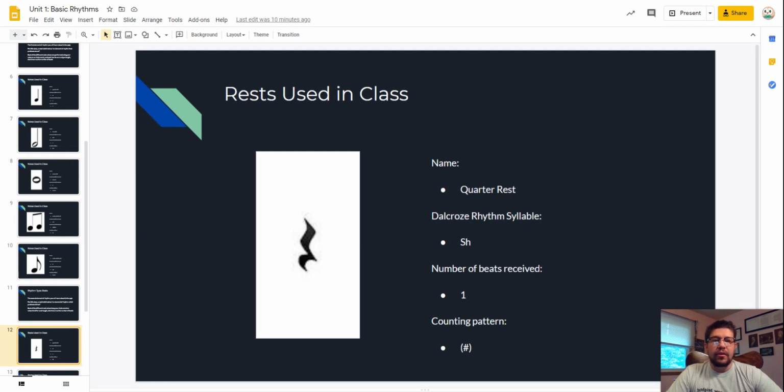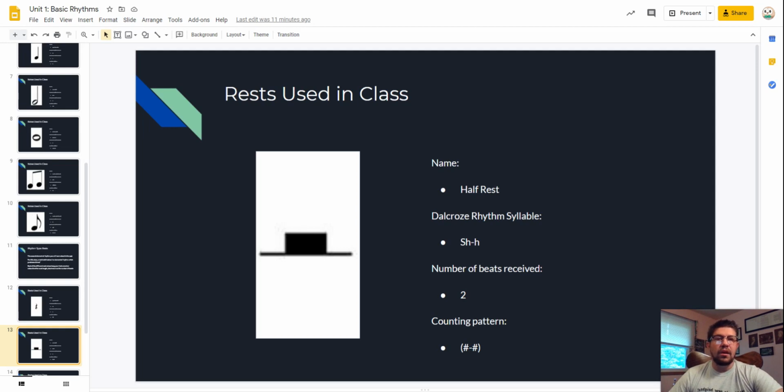The counting pattern is going to be the number of the beat that it sits on inside parentheses. So we put that inside parentheses to show that it is not something that you say out loud. Because even though we are going to say the shush syllable, in reality, when you're singing or playing, a rest is completely silent. But we use the shush sounds of rests to remind ourselves not to play there and that they still take up space inside your measure.